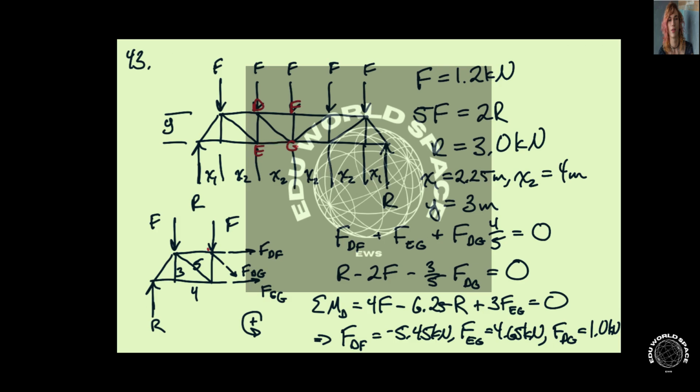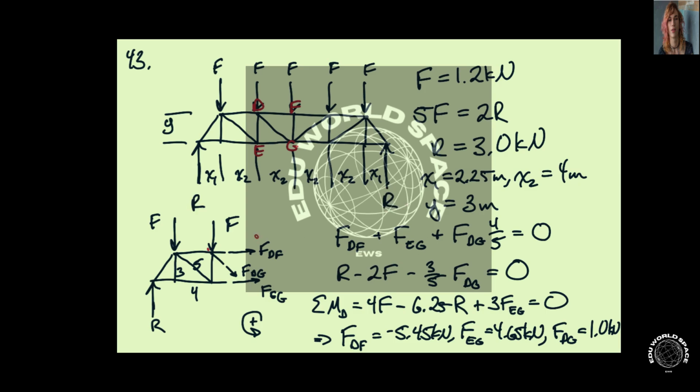So what we can do is cut this right here, and when we cut it here, we then expose the forces in these three members. First thing we need to do, though, is figure out what these reaction forces are, and because of symmetry, we know that they're the same on both sides, and so the reaction force on each side is 3 kilonewtons. So that's what this is and this is.